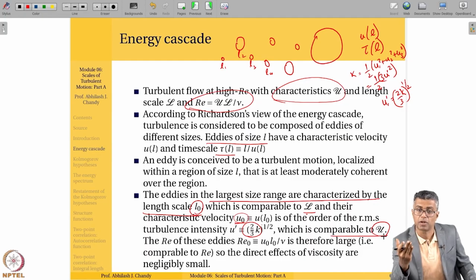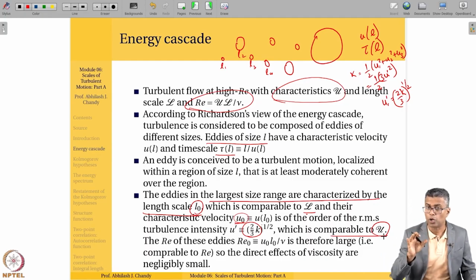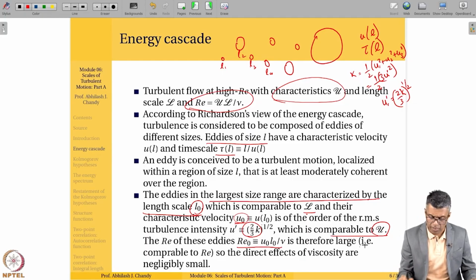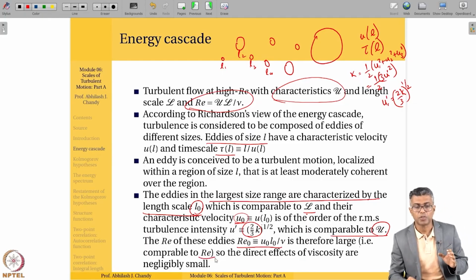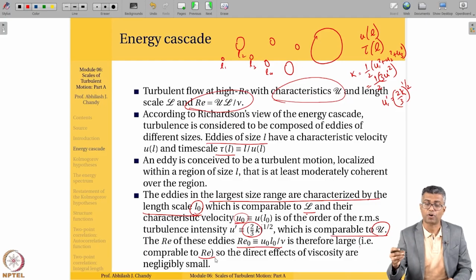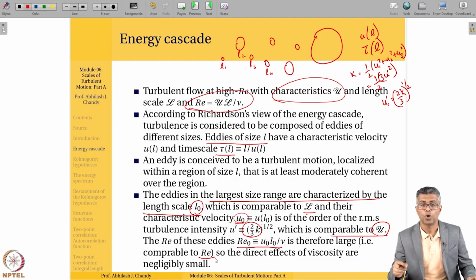So there can be a Reynolds number associated with this largest eddy, which will be a local Reynolds number, isn't it? So you have Re0 is U0 L0 over nu. And this is therefore large and it is comparable to Re. So here is what you have done. You have this characteristic velocity scale. The largest velocity scale U0, which is of the same order of magnitude as the RMS of the turbulence intensity, is comparable to U. You have a characteristic length scale L. You have the length scale of the largest eddy L0, which is comparable to L.